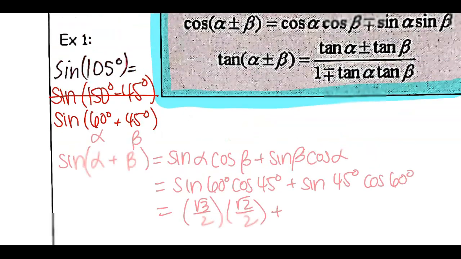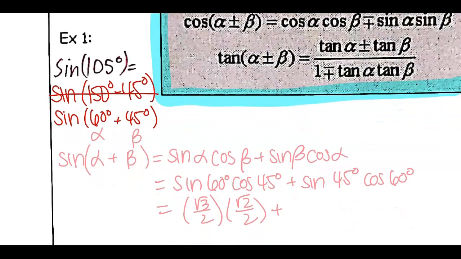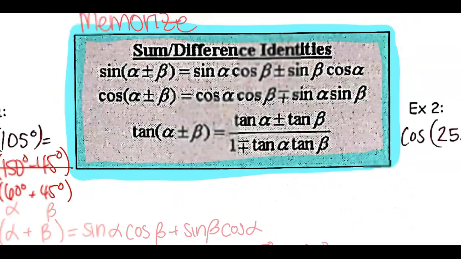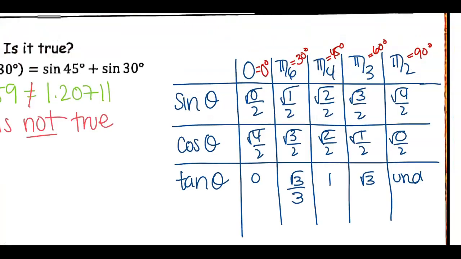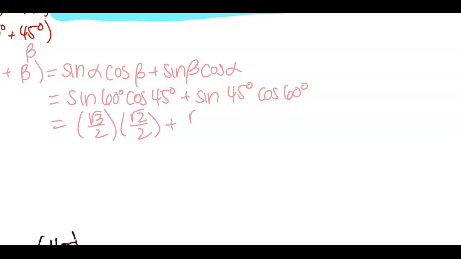Plus, because the sign on top said for us to use positive, we're going to do sine of 45 and cosine of 60. Okay, so let me look back at my chart. Sine 45, square root 2 over 2. Cosine of 60 is going to be 1/2. So down here, let me go ahead and plug those in. We're going to have square root 2 over 2 times 1/2.